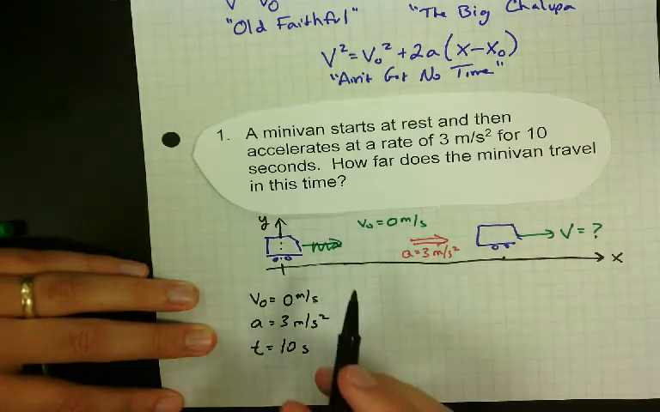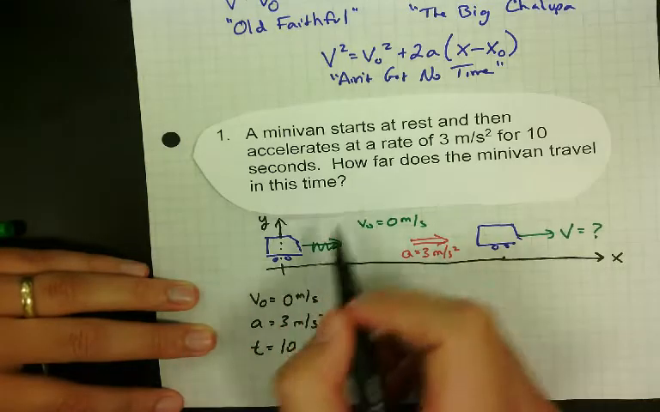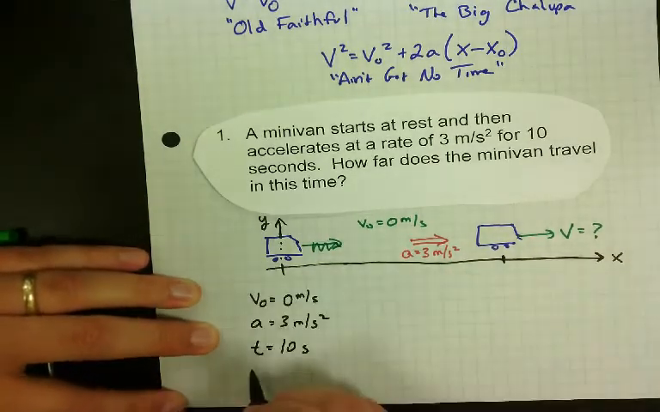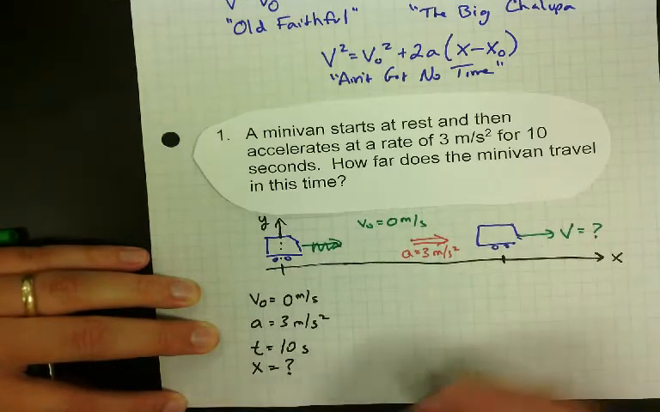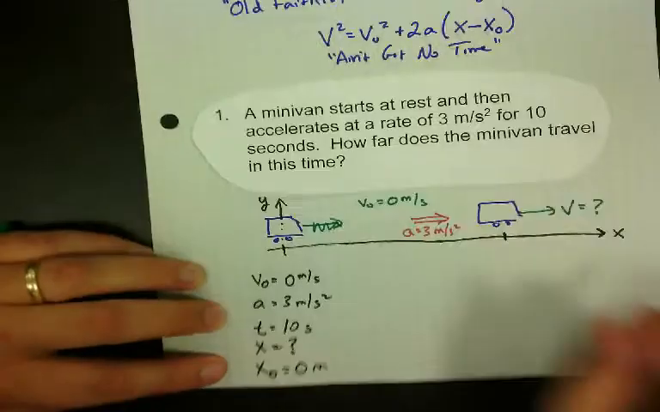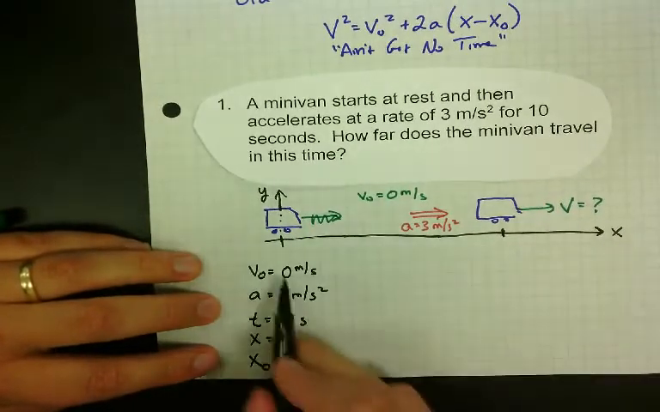And then I'm going to say how far. So if the question is how far does a minivan travel, right? On my picture, that means I want to know what's my final x position, right? If I say that I started from an x naught of 0 meters. So these are my knowns and unknowns, right?